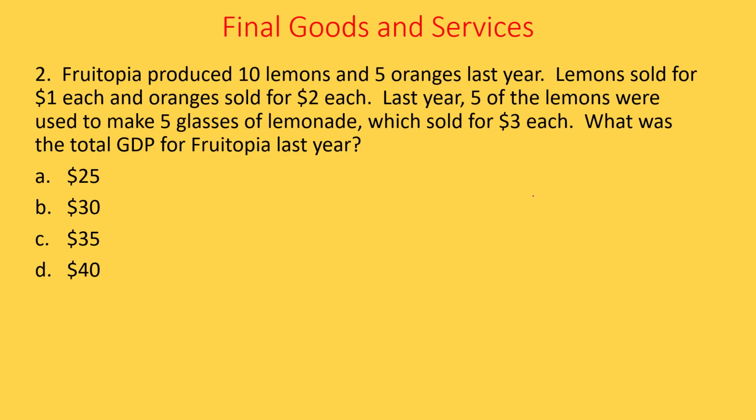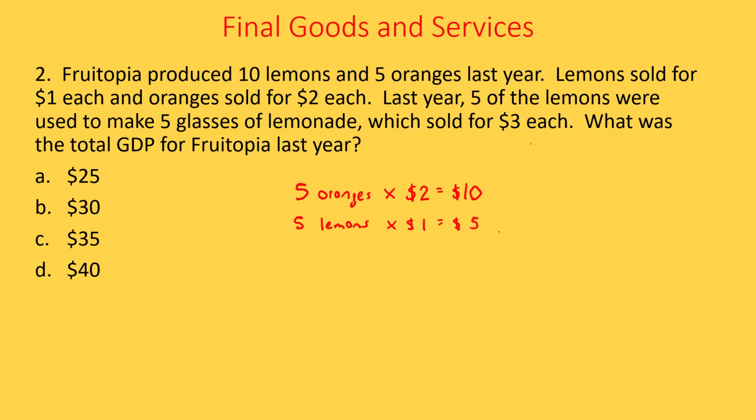So again, we have 5 oranges that are being sold at a price of $2 each. So that part hasn't changed, and that's going to add $10 to our GDP. Now we have 10 lemons being produced, but remember 5 of them were used to make lemonade. So we only have 5 lemons that are being sold and consumed as lemons by the ultimate user. And again, they are sold at a price of $1 each. So that's going to add $5 to that GDP.